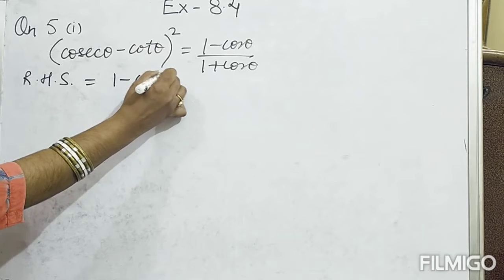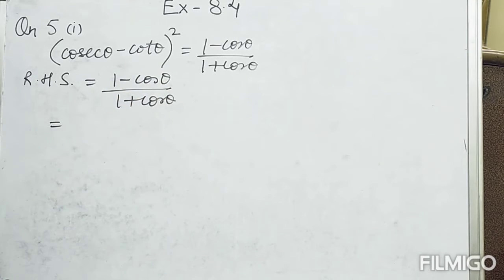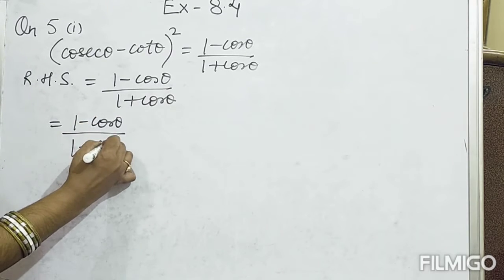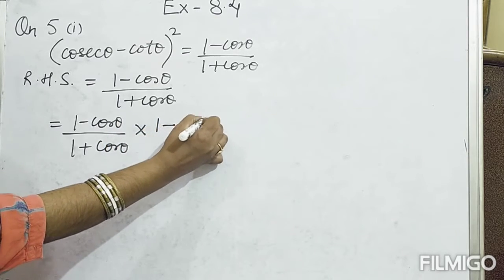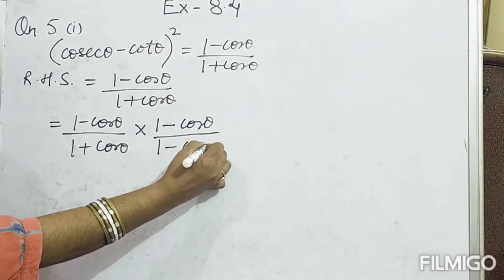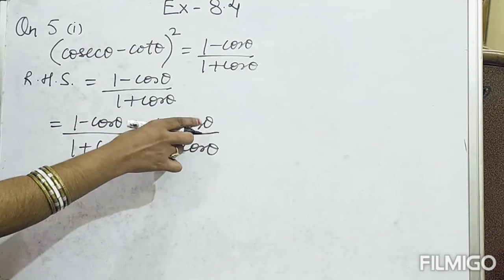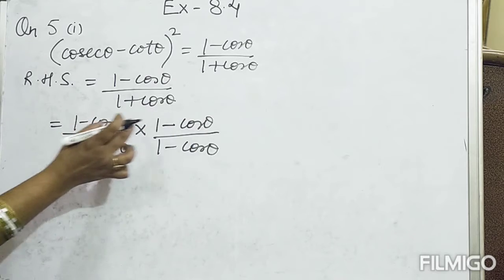(1 minus cos theta) upon (1 plus cos theta). As I told you, I have to apply the same method as we used to do in rationalization, right? So what I have to do here, I just have to multiply with the opposite sign of the denominator, that is (1 minus cos theta) upon (1 minus cos theta). Both numerator and denominator are multiplied with the same thing but with opposite sign. Now you can observe something, 1 minus cos, 1 minus cos. Both of these are same.